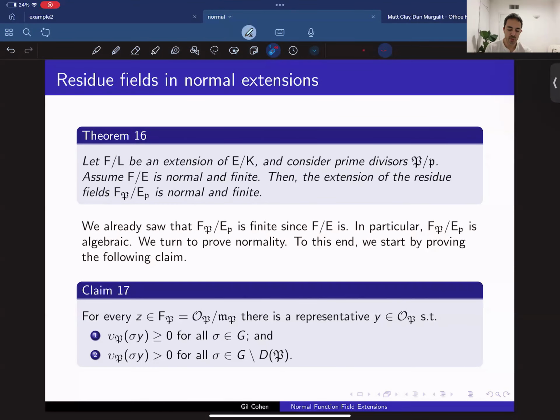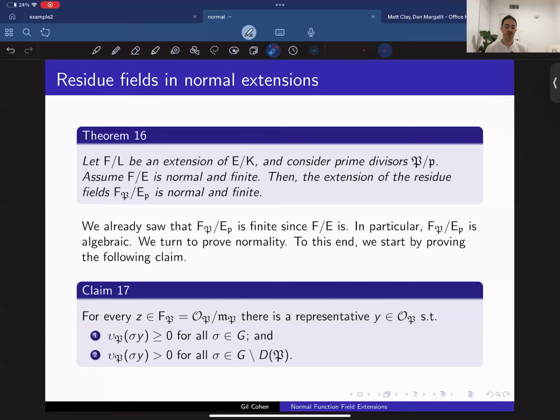Now, as I said, we already know that since F over L, the function field extending E over K, is finite, because that's my assumption, this extension is finite. If you remember, we proved that at the very beginning when talking about function field extensions. And I also said that when F over L is algebraic over E over K, namely when F over E is algebraic, then L over K is algebraic, and also the residue field extensions are algebraic. I didn't prove that, but it's the same thing, and that's true.